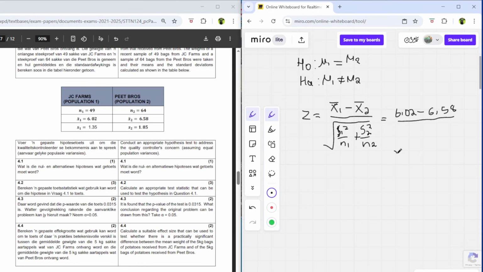All divided by the square root of 1.35 squared over n1, which is 49, plus 1.85 squared over 64. Then we go to the calculator and find the final answer.